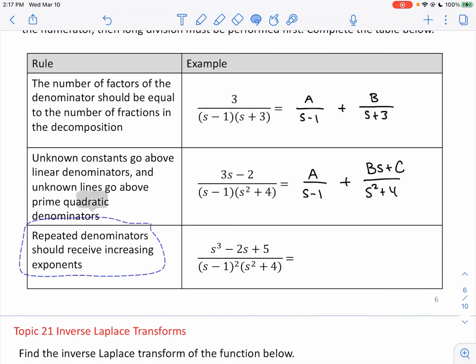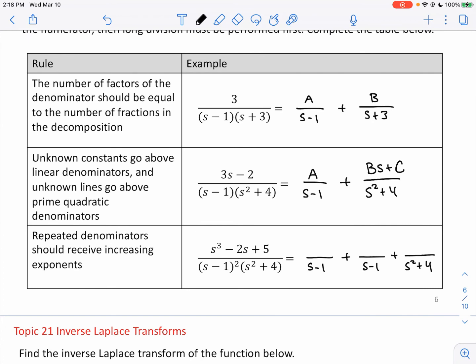And then the last rule pertains to when there are repeated denominators. Repeated denominators should receive increasing exponents. All right, so the first thing I want to do is set up the number of fractions. How many factors are here? There's technically 3, because there's an s minus 1 times another s minus 1, and then times the s squared plus 4. So the first rule says that we should have 3 fractions, because there are 3 factors. And then we just split up those factors. The s minus 1s get 2 of our denominators, and then the final denominator is the s squared plus 4.